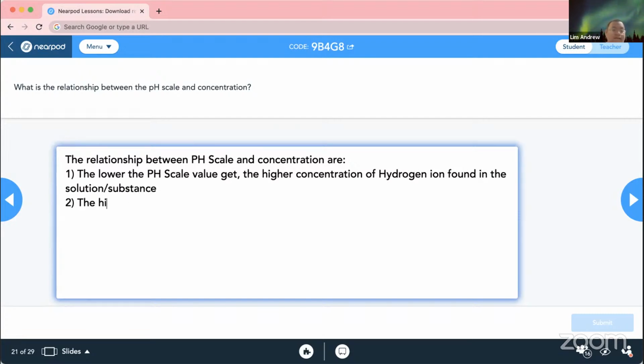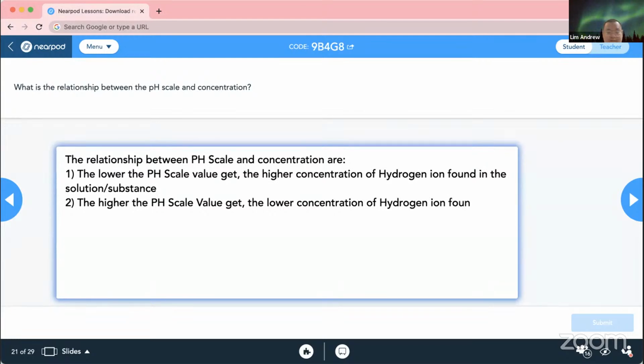Whereas the higher the pH scale value gets, the lower the concentration of hydrogen ions found in the solution or substance, which is known as base. This is known as acid. All right. So far clear?